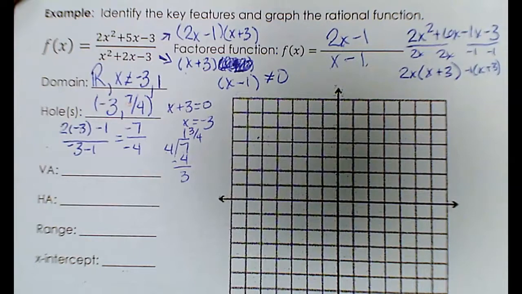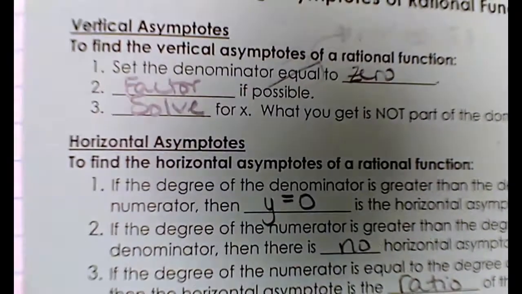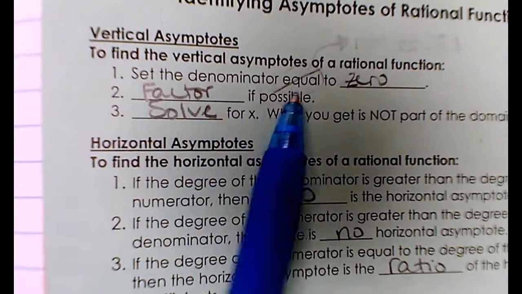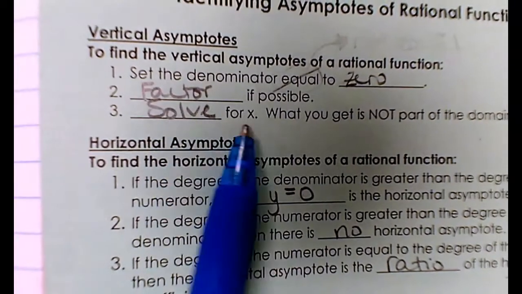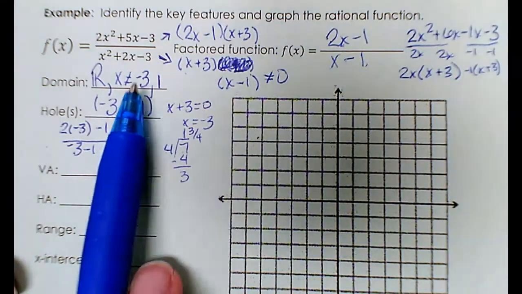So I found the domain, we found the holes. We want to go find the vertical asymptotes, which starts kind of that second chunk of steps in your notes. It says find the vertical asymptotes, but how do you do that? Set the denominator equal to 0. Didn't we already set the denominator? Let's see. Here's my notes on the asymptote, 6-5C. So to find the vertical asymptote, set the denominator equal to 0, factor if possible, and solve for x. So didn't we already set the denominator not equal to 0? Yeah. Didn't we already get some values? We got -3 and 1, correct?